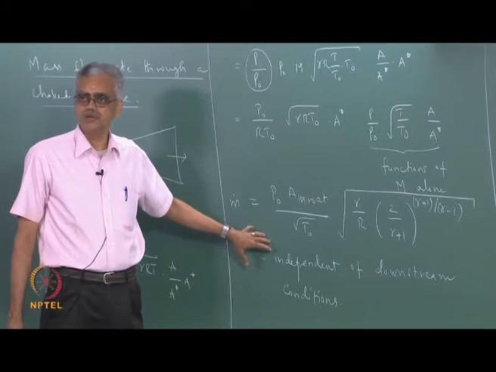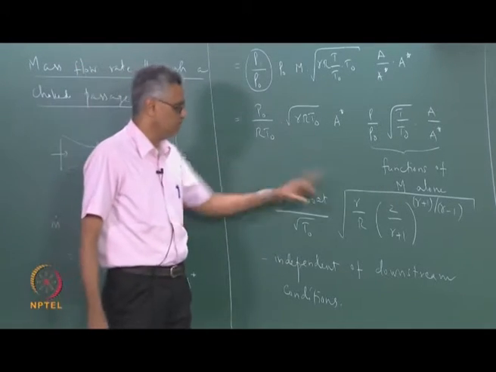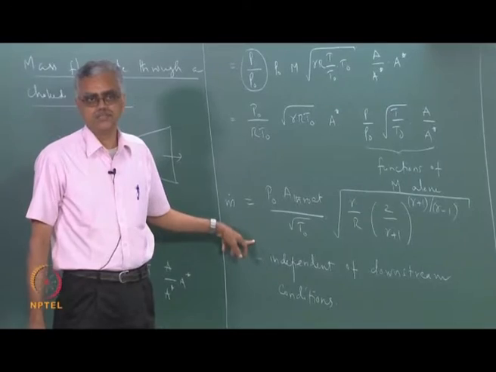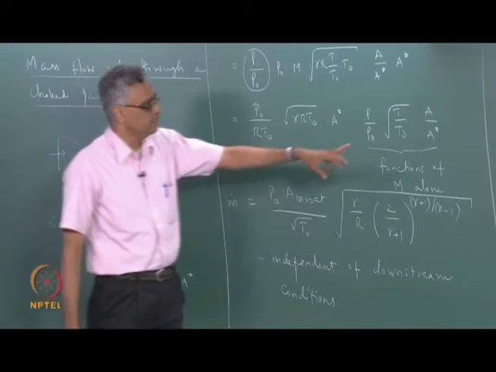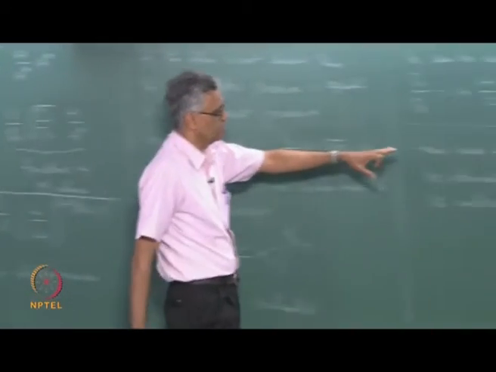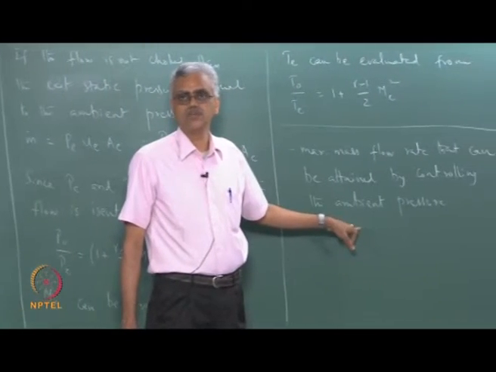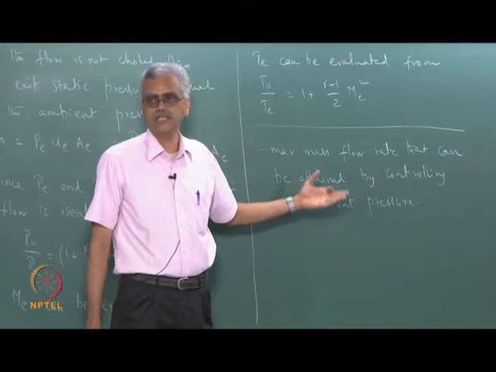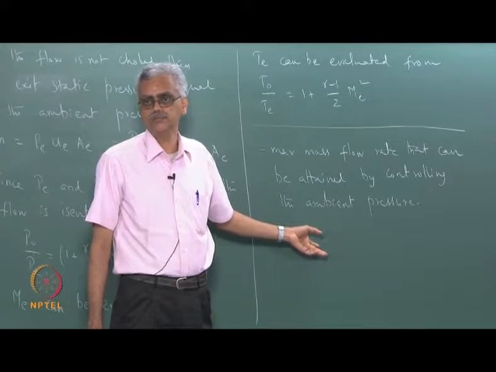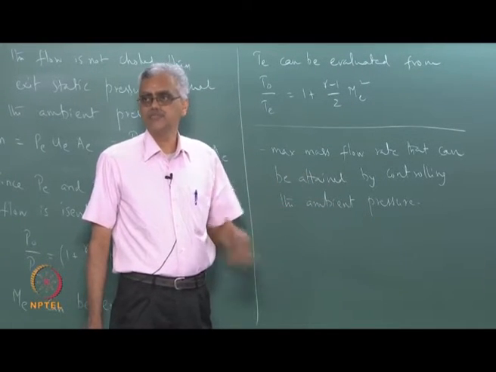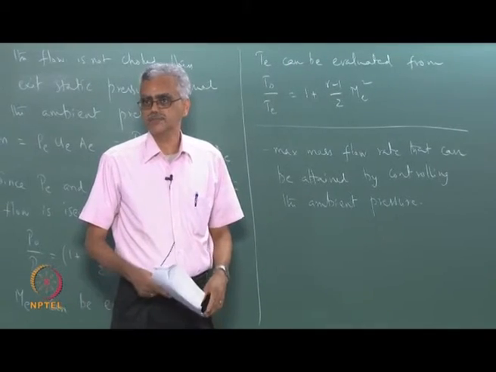There is no limit on the mass flow rate that a nozzle can pass. If I am changing P naught and T naught, if I am changing PE, then this is the maximum that I can achieve. That is a very important point. So, this is the maximum mass flow rate that can be attained by controlling downstream pressure. If I am controlling stagnation pressure and temperature, I can have any mass flow rate that I want. But some other adjustments will take place, which is what we are going to discuss next.